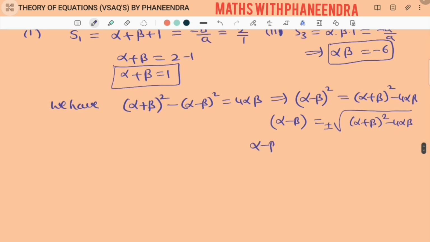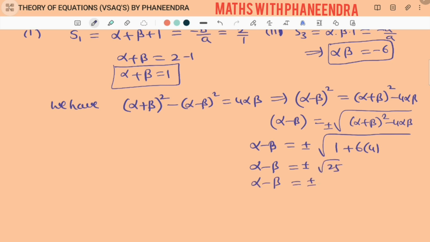So, alpha minus beta is equal to plus or minus root of (alpha plus beta) square minus 4 into (minus 6) plus 6 into 4. So, alpha minus beta is equal to plus or minus root 25. So, alpha minus beta is equal to plus or minus 5.